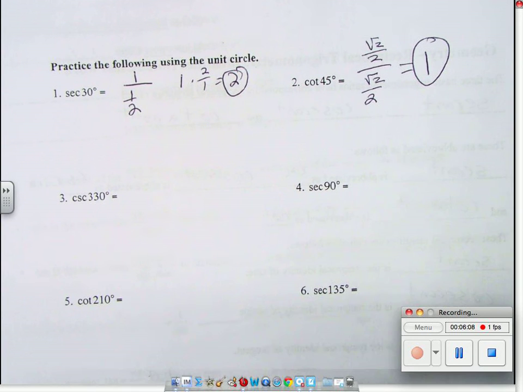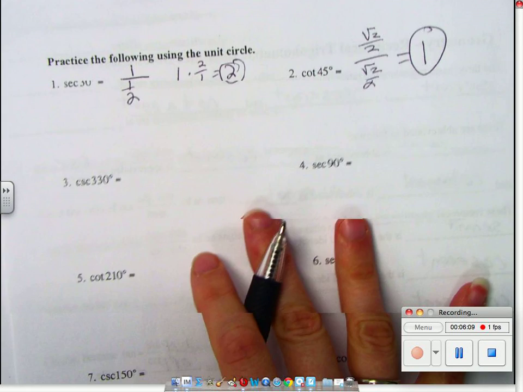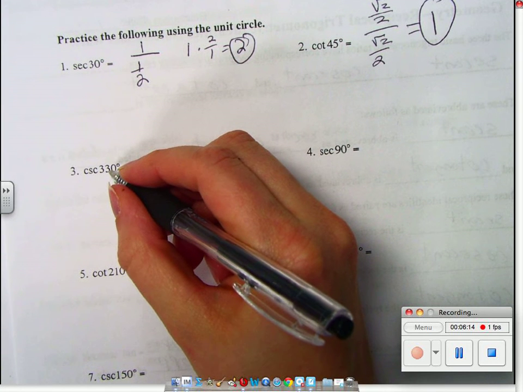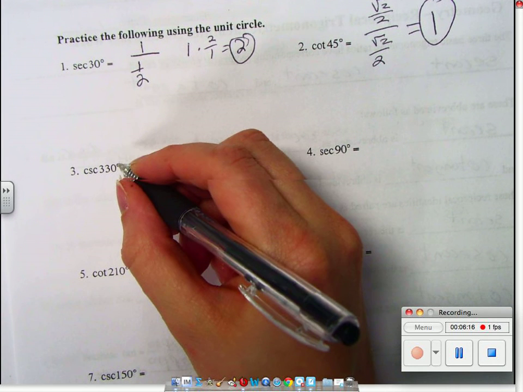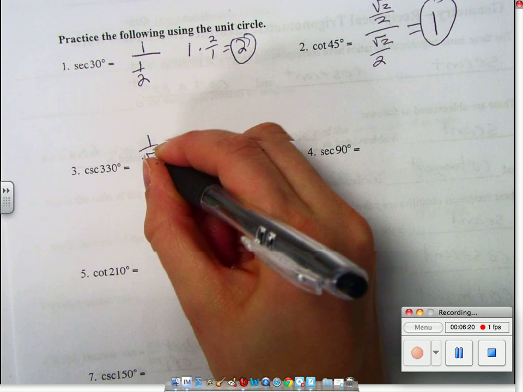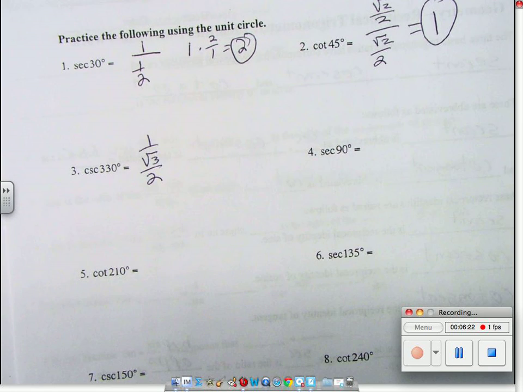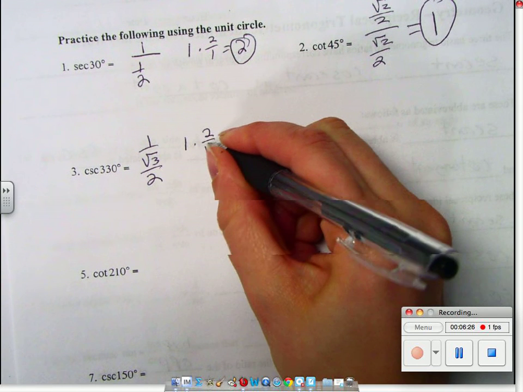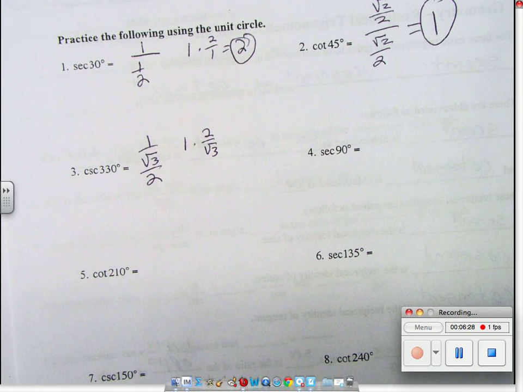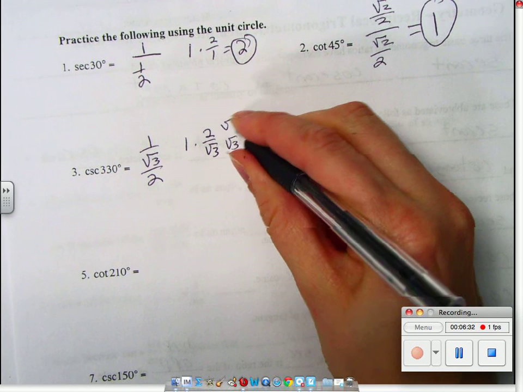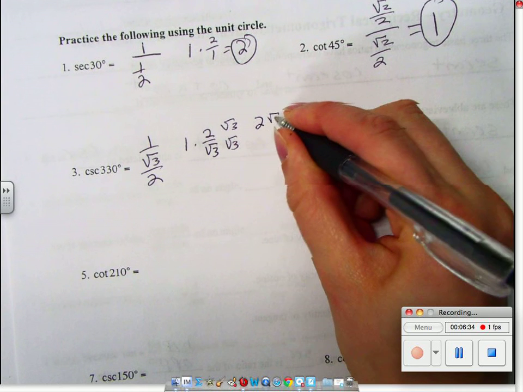Okay, number 3, cosecant of 330. Remember, cosecant means 1 over x, so I go to 330. I'm going to go 1 over the x value, square root 3 over 2. Okay, so that is 1 times 2 over square root 3. Can't have a square root 3 on the bottom, right? So we multiply the top and bottom by the square root 3. That gives me 2 square root 3 over 3.